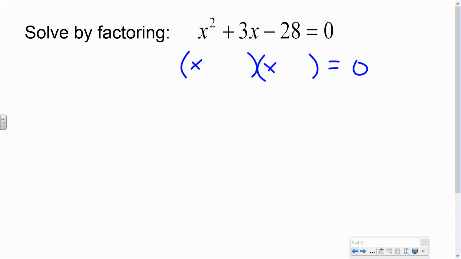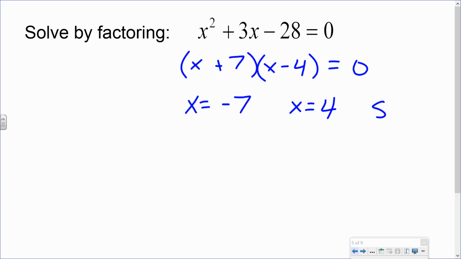Avery. +7 and -4 would give us that quadratic equation, right? We started both of these with an x so that when we multiply them, we get the 1x squared. That means our solutions are x equals -7 and x equals +4.